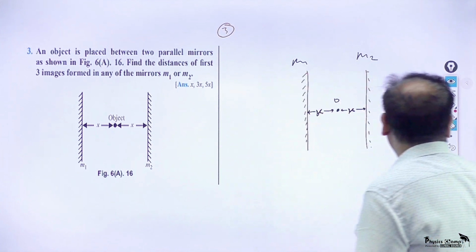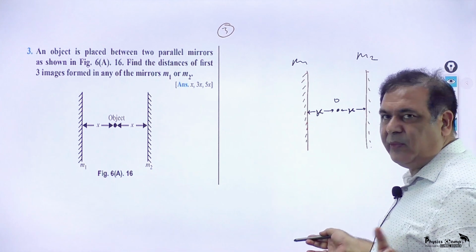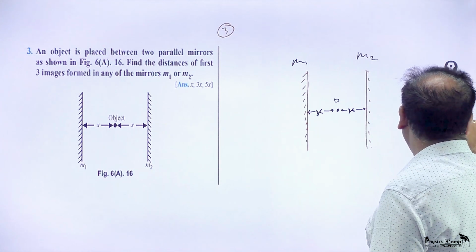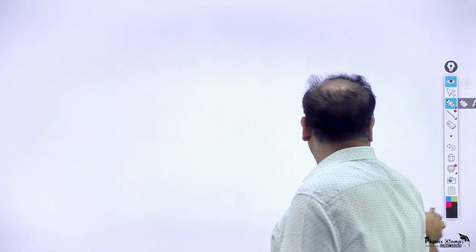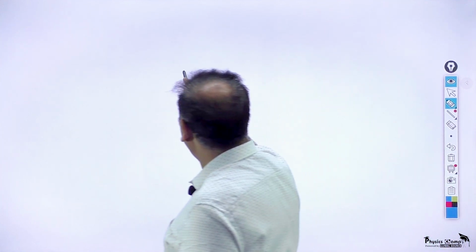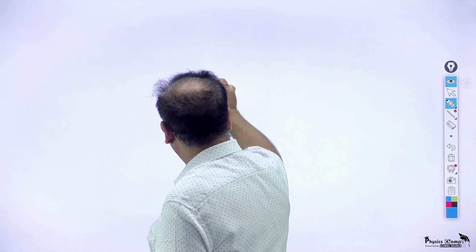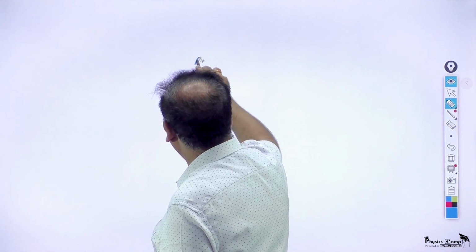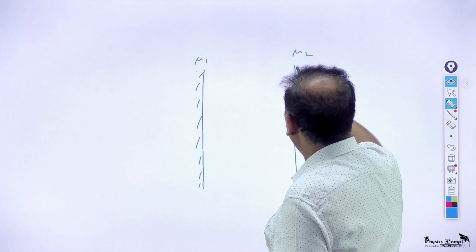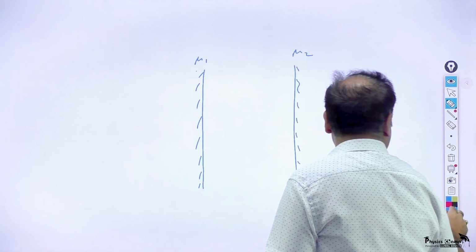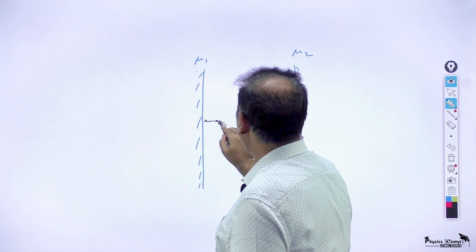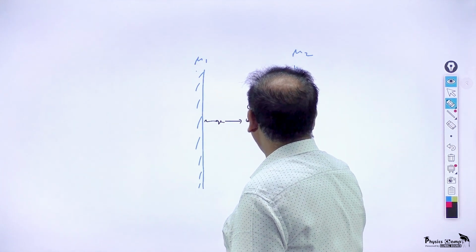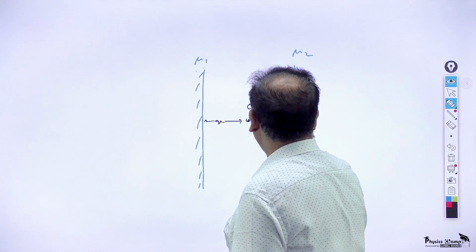I draw this again in a full screen so that you will have a good, clear idea of the situation. The situation is given. You have got two mirrors, M1 and second mirror, M2. There is an object which is at a distance x from mirror M1 as well as at a distance x from mirror M2.